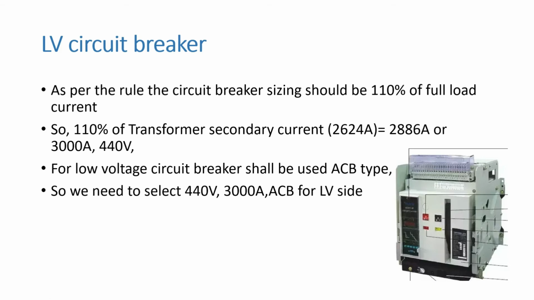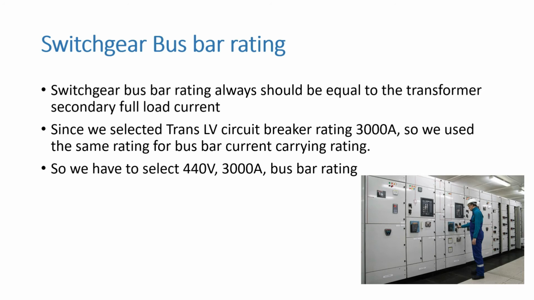So now we will go to the switchgear bus bar ratings. Switchgear bus bar rating is very simple. As a rule, the switchgear bus bar rating should always be equal to the transformer secondary full load current. So the secondary full load current we already selected as the LV circuit breaker, 3000 ampere. So we use the same rating for the switchgear bus bar. So we have to select the switchgear bus bar 440 volt 3000 ampere continuous current rating.